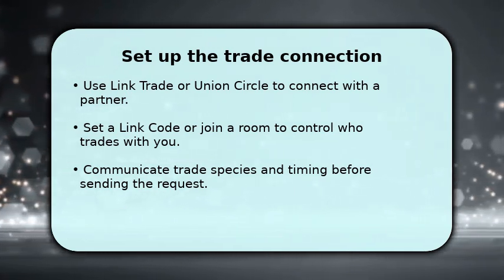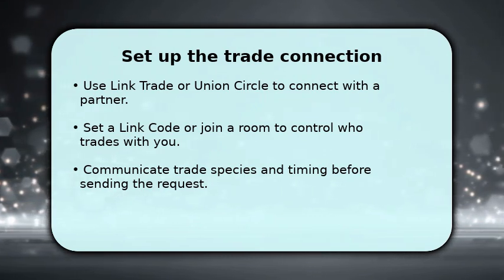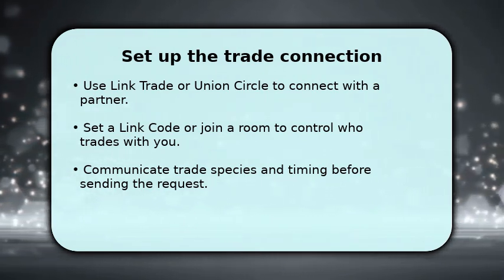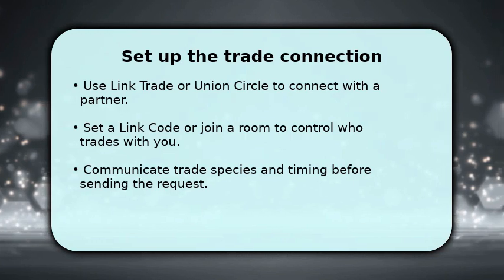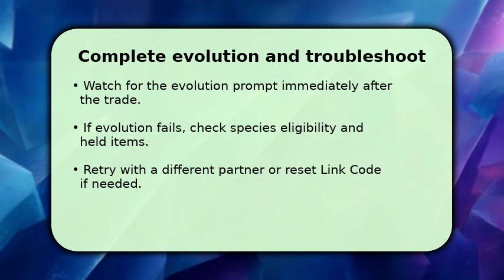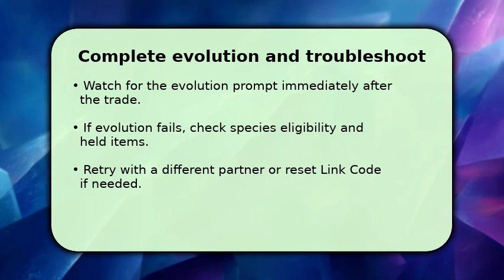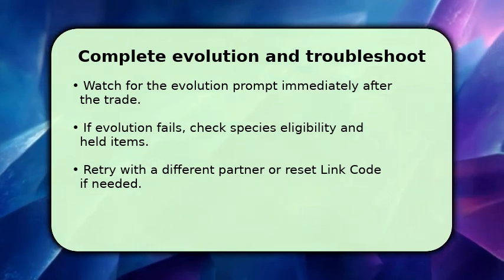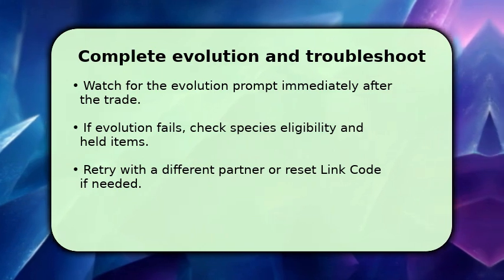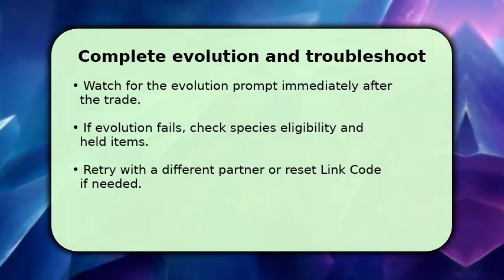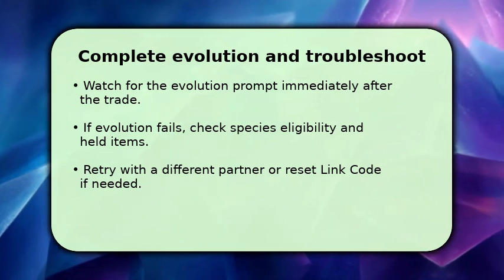Keep your partner waiting until you verify the trade triggers evolution, because you may want to reverse it. After the trade completes, you should see the evolution animation for eligible species. Accept it to finalize. If nothing happens, make sure that species evolves by trading and that no held item blocked evolution. Return the Pokemon if possible and reattempt.